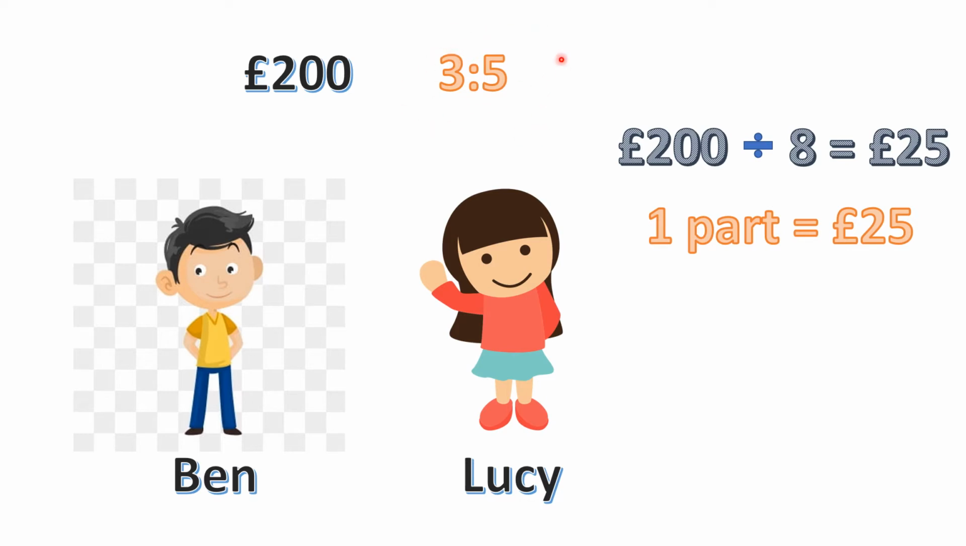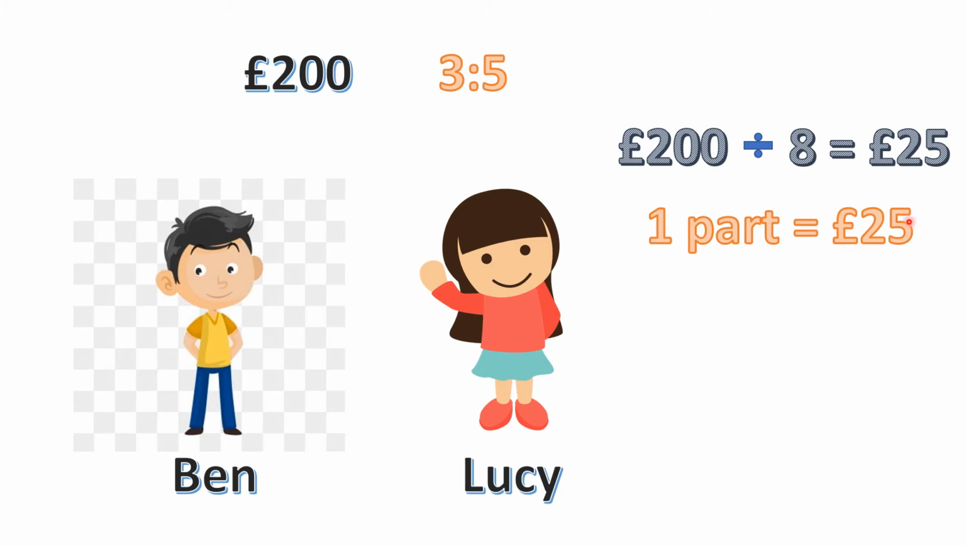So we know that there are 8 parts in total. So what we want to do is work out how much one part is. We take the amount, £200, and divide it by 8, because we want to know how much one part is. There are 8 parts in total, so we divide by the total number of parts, which is 8. £200 divided by 8 equals £25. So one part equals £25.